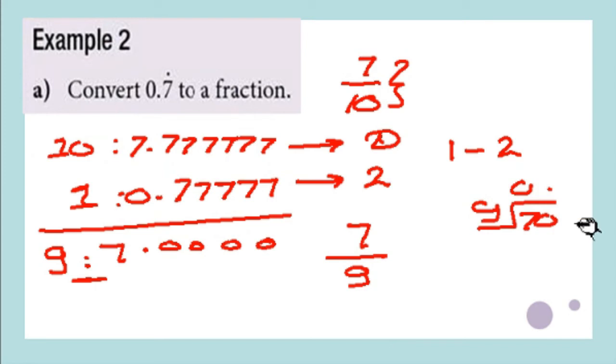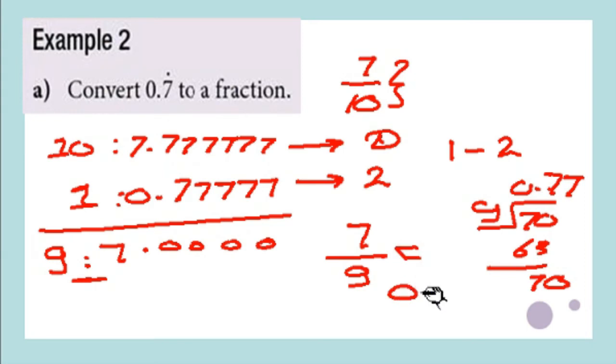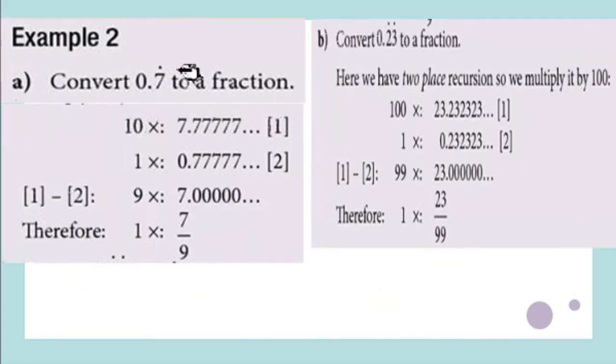If you were going to check, it will give you 7777777, because 7 times 9 is 63. 10 minus 3 equals 7. Yes, so 7 over 9 equals 0.7 recurring. Okay, all right, and this is what just happened here. I want you to try by yourself 0.23 recurring. Try to do it and send it by comments.